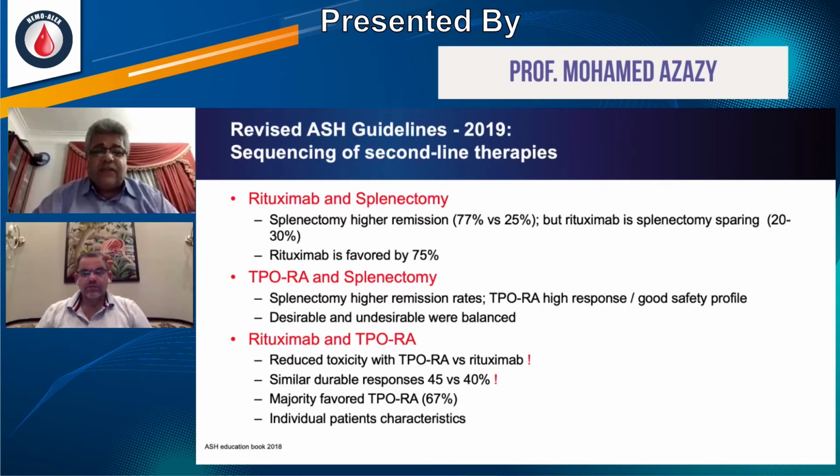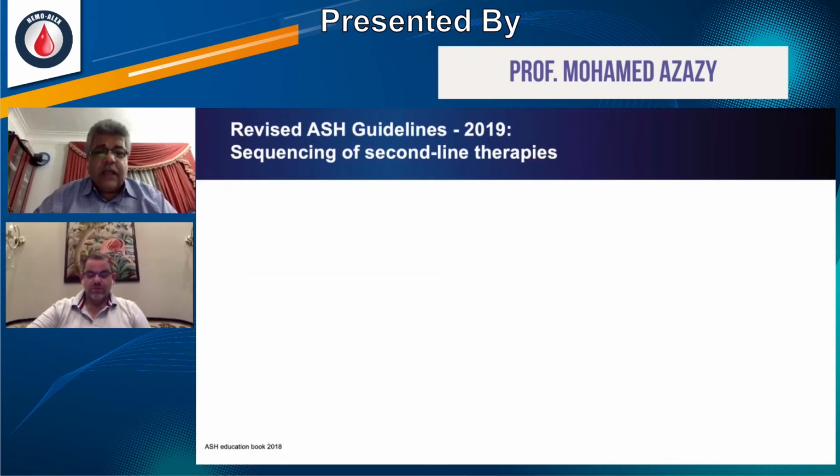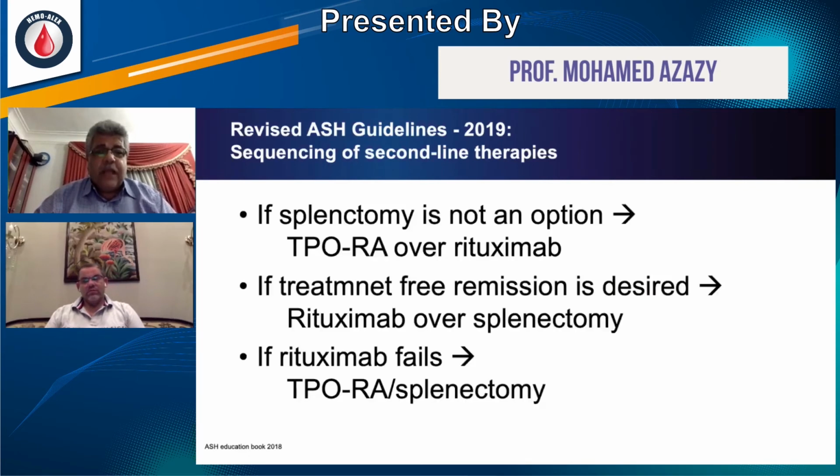Rituximab is favored by 75%. TPO and splenectomy, another bridge or another sequence that has a good safety profile; desirable and undesirable effects were balanced, and the efficacy goes for the desirable combination. Rituximab and TPO, again, another desirable combination, durable response in 40% of patients and tolerability in nearly 70%, but this depends on individual patient characteristics. Mind that the risk of thrombosis here is a little bit high.